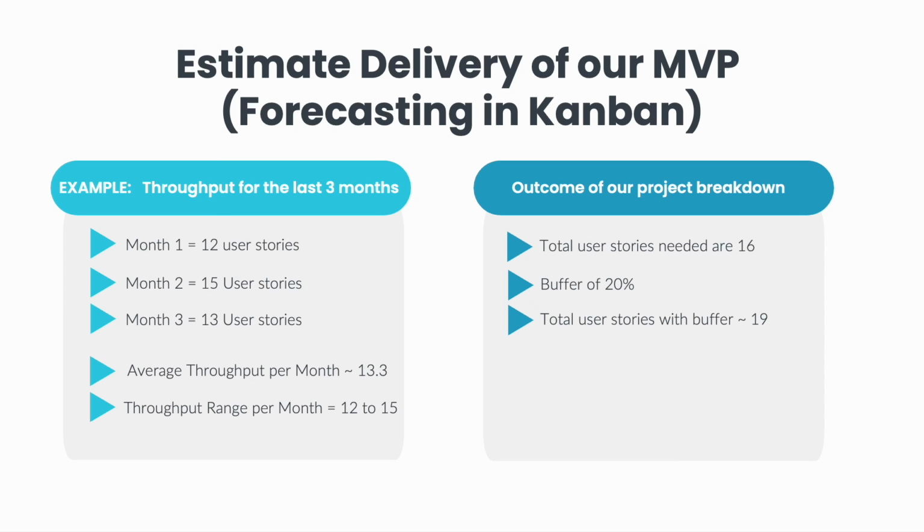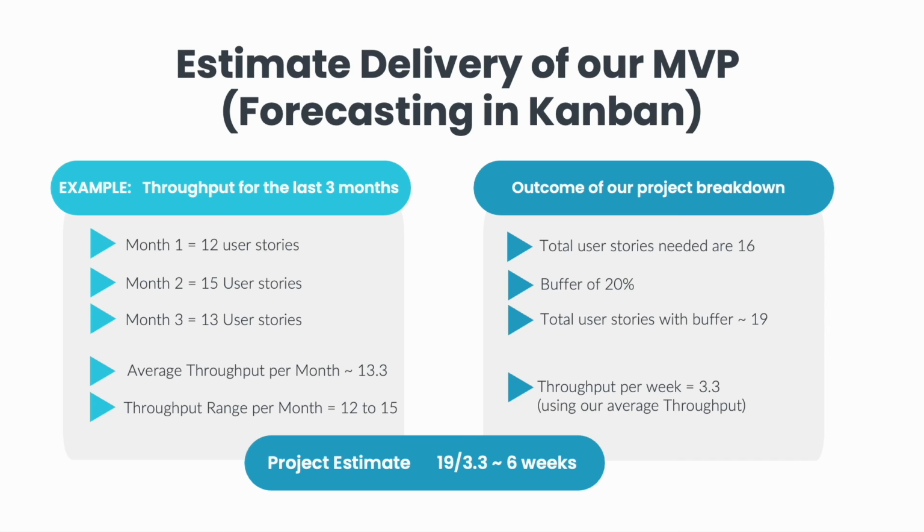When the timeline is this short for a project, I would look at the throughput per week. Using our average monthly throughput of 13.3 means we should complete about 3.3 work items per week. If we divide our padded 19 work items needed to be completed by 3.3 work items per week, we get 5.7 weeks needed to complete the project. To round up, that means we should finish our MVP in about 6 weeks.